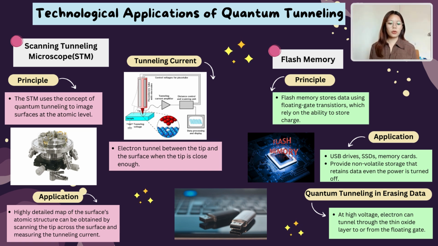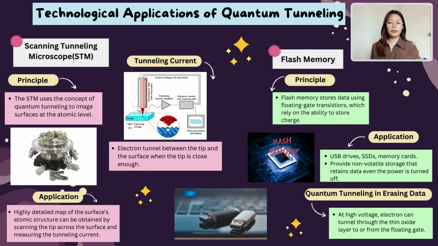When the tip is close enough, it creates a tunneling current that varies with the distance between the tip and the surface. So how does it work? By scanning the tip across the surface and measuring the tunneling current, a highly detailed map of the surface's atomic structure can be obtained. This technology is essential for nanotechnology and material science research.